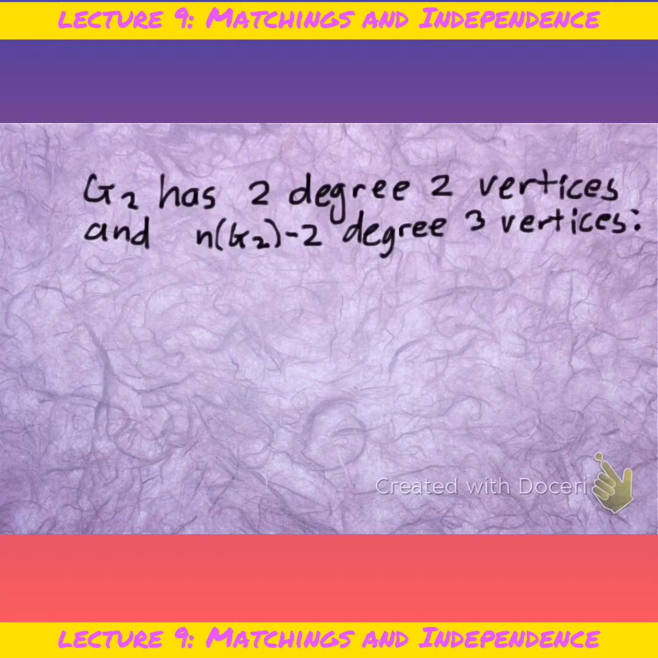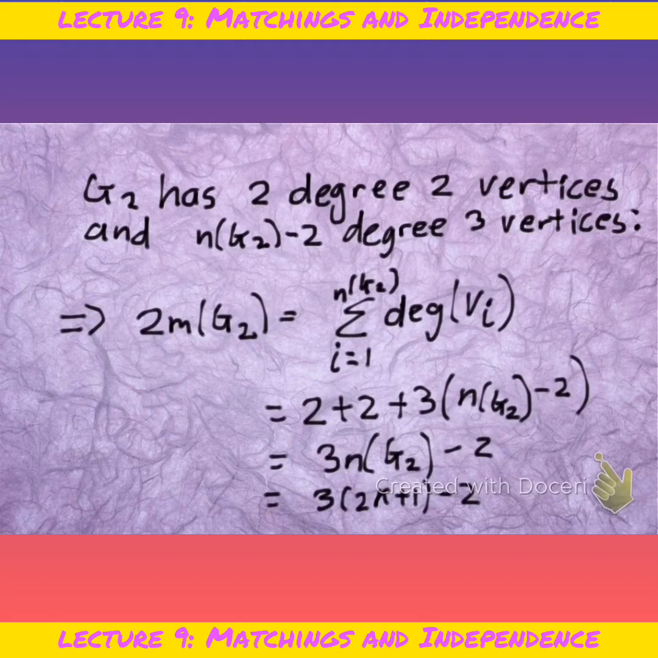Okay, so basically, we know that twice the number of edges of G2 is going to be the sum over the degree sequences of the vertices of G2. Right, so we have 2 vertices that have degree 2 and all the others have degree 3. So that's going to become 3 times the order of G2 minus 2.